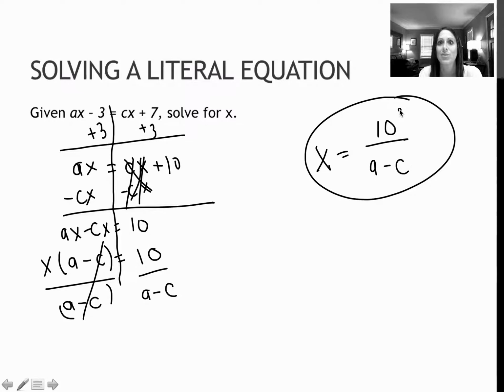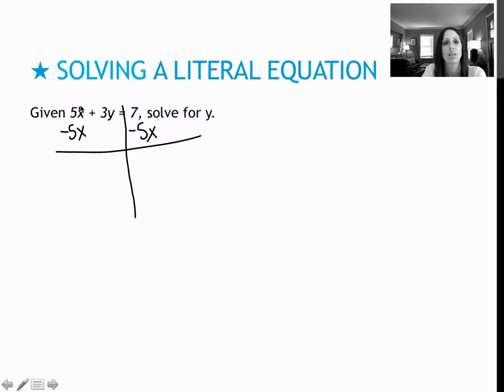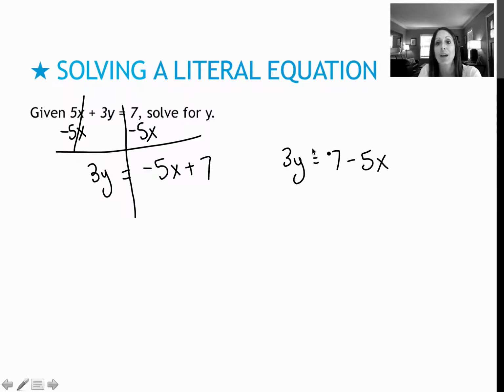I won't make you do those very often. Not for a while, anyway. Here's our last one. Let's go ahead and solve this one for y. Okay, so I have a wall here. I'm trying to get y by itself, so I'm going to subtract 5x from each side. That gives me 3y on the left, and then I'm going to put negative 5x plus 7. If you would have put 3y equals 7 minus 5x, that's okay too. Down the road when we're graphing, you're going to want that x value before the constant.